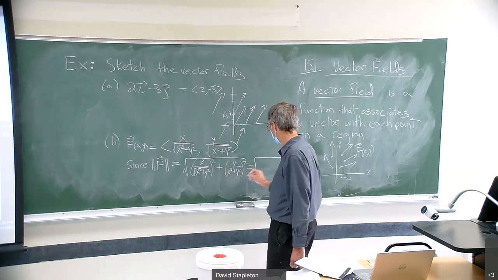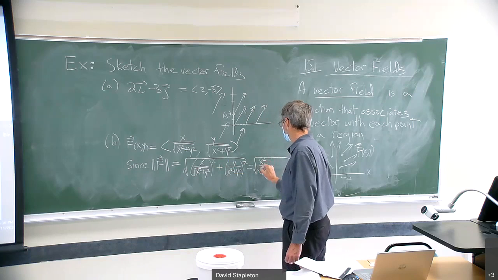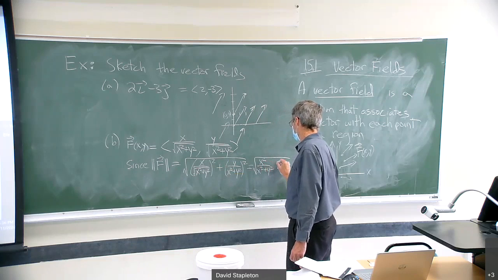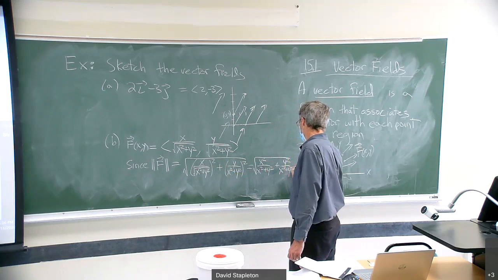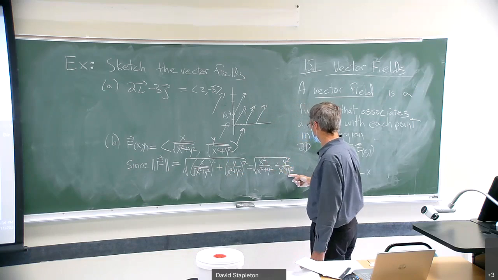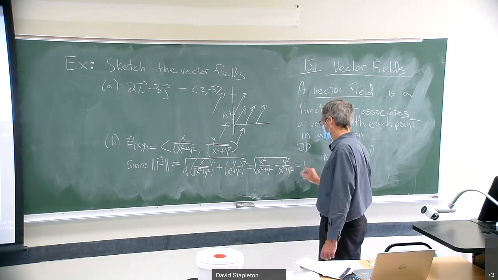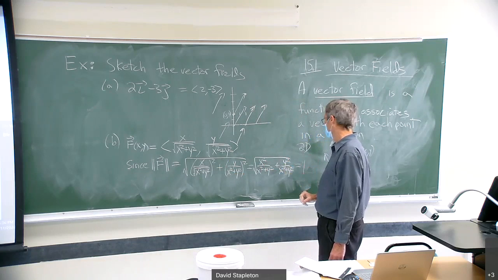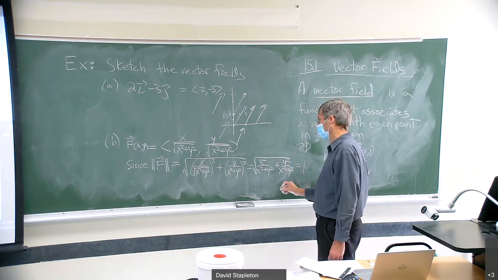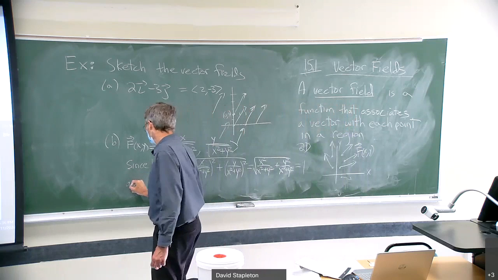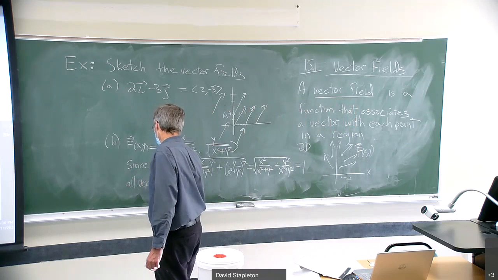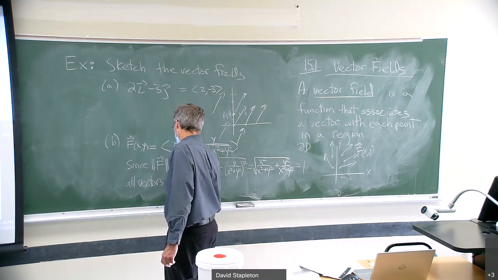Square root of x squared over x squared plus y squared, plus y squared over x squared plus y squared. Oh, x squared plus y squared over x squared plus y squared is 1, right? This is a unit vector field. All vectors have length 1. That's easy to draw.